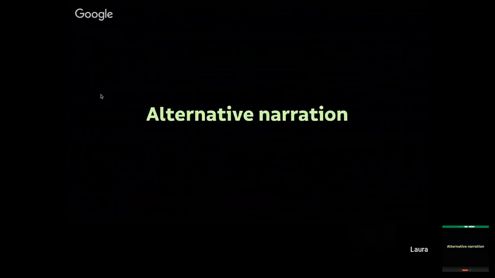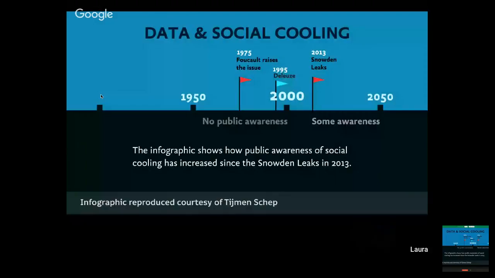What is the story that we're trying to tell? Because when we use infographics or graphs, we're trying to tell a narrative, we're trying to draw attention to patterns, and provide more insight than just the raw data alone. And so it is a very simple line, and maybe it's not as detailed as I could make it, but maybe I would say the infographic shows how public awareness of social cooling has increased since the Snowden leaks in 2013. It kind of explains what the infographic means.